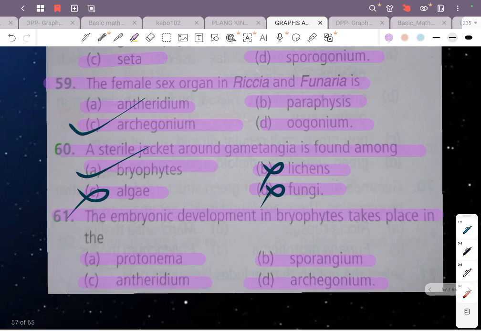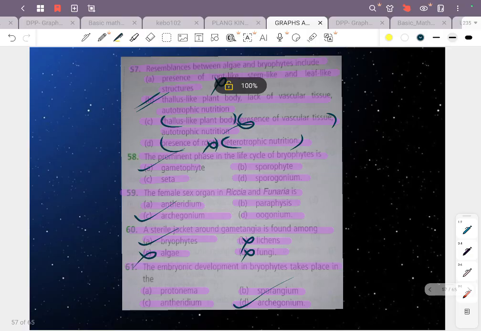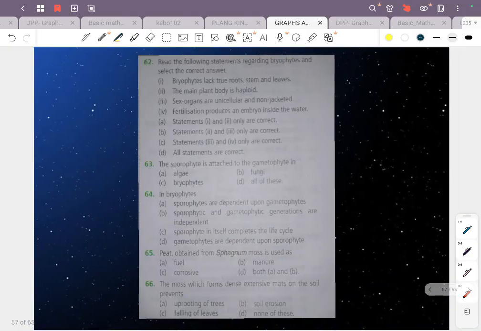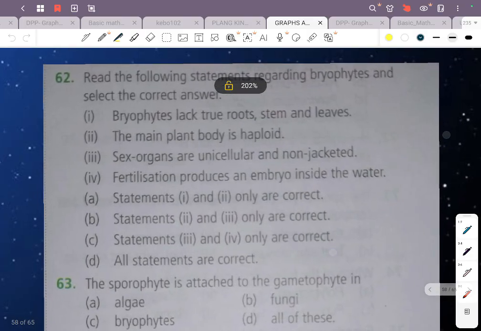So embryonic development actually takes place in the archegonium, right? The biflagellated antherozoids travel to the archegonium, which contains the egg, and they fuse with the egg and form the zygote, and the zygote eventually develops into the embryo. So all of this is happening in the archegonium, right? So we go with option number D, and that makes option number D the correct answer. Embryonic development takes place in the archegonium. I hope that's clear to everybody. Moving on to the next question.